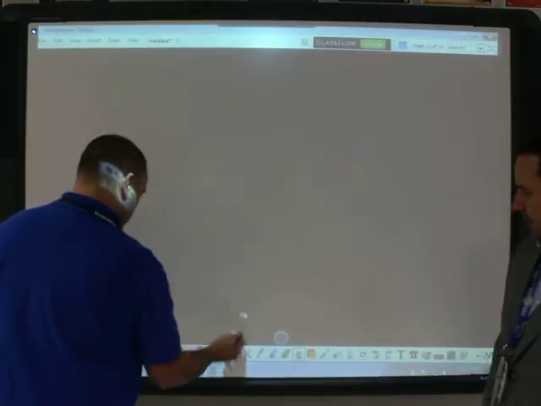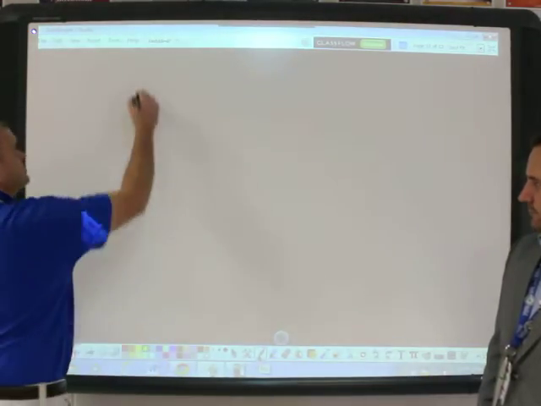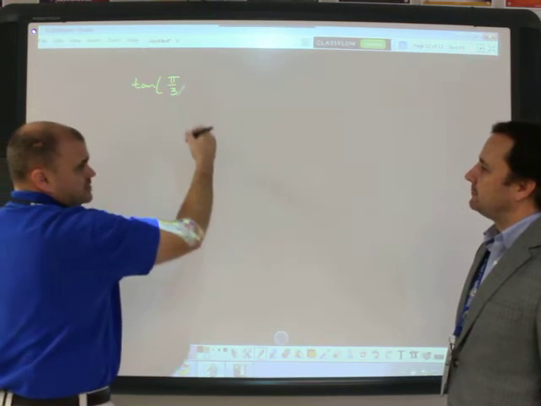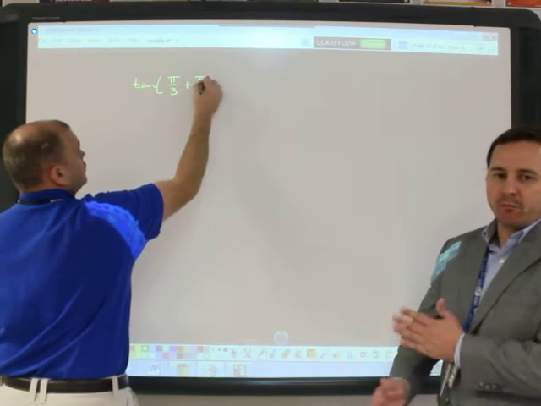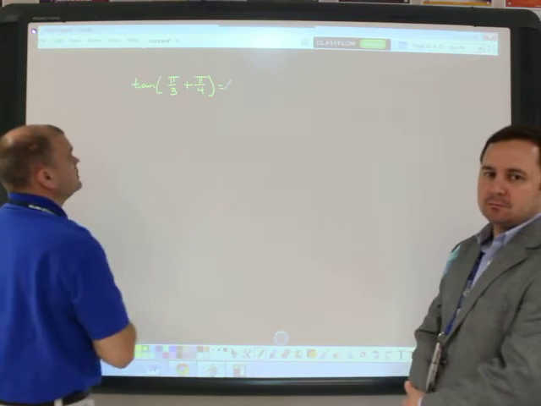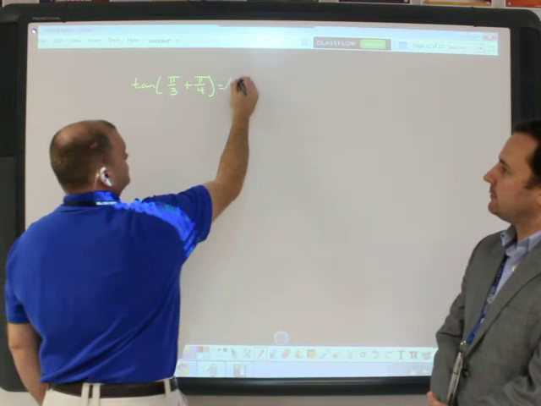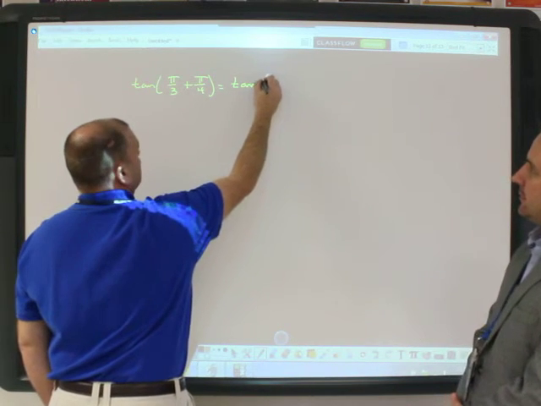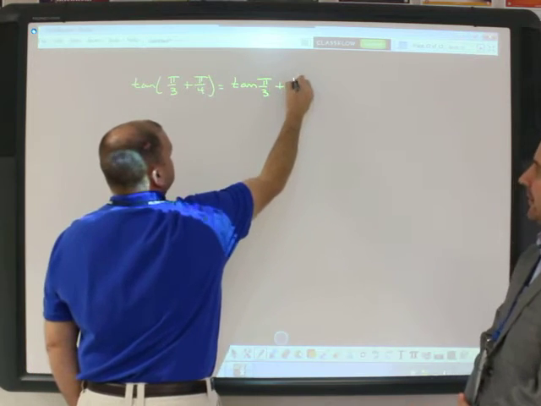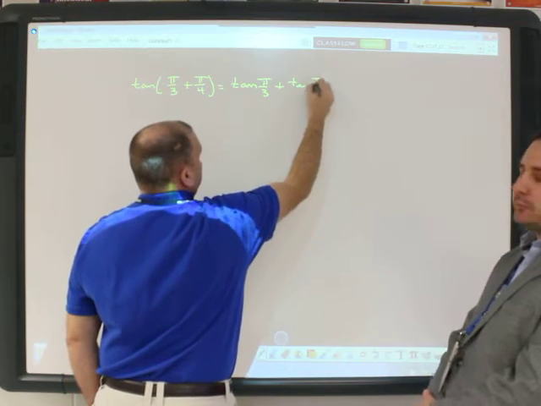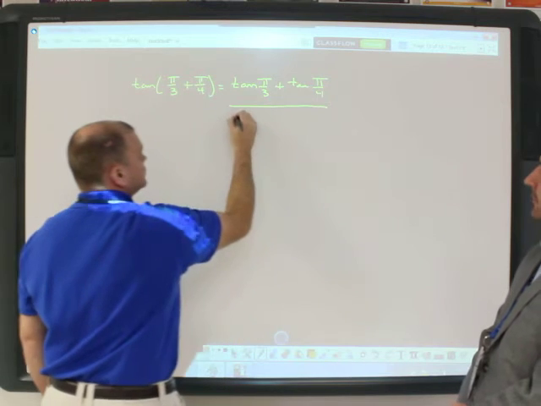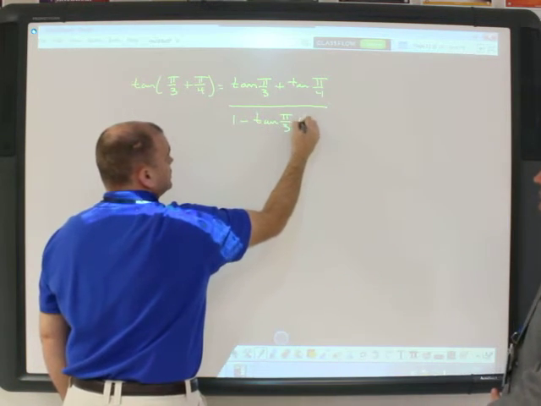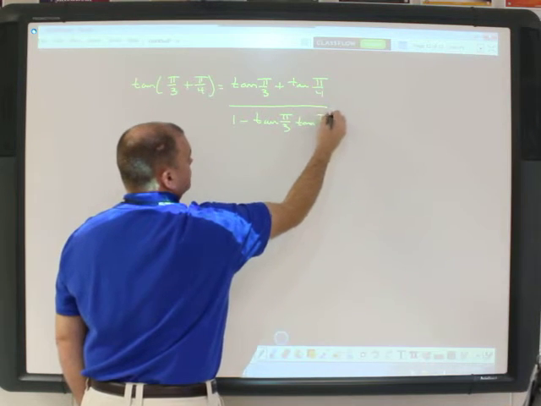Okay, anyway. So let's do the tan of pi over 3 plus pi over 4. It doesn't really matter; we're just showing you some examples here, guys. So remember that's going to be the tangent of alpha plus beta: tan plus tan over 1 minus their product. The tangent of pi over 3 plus the tangent of pi over 4, over 1 minus the product of the tangent of pi over 3 times the tangent of pi over 4.